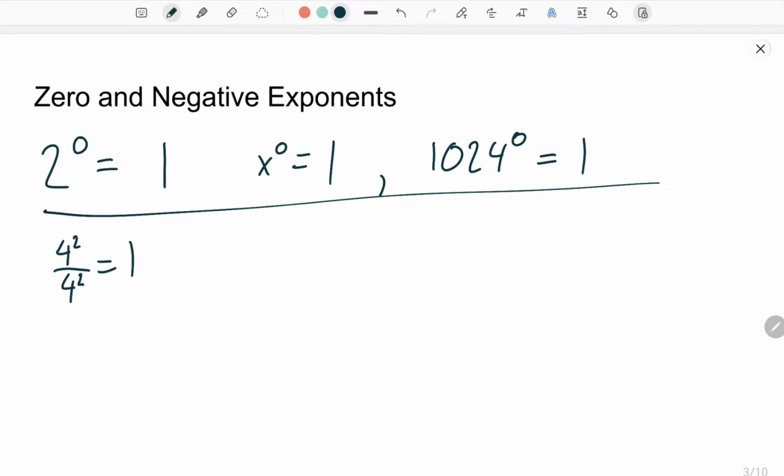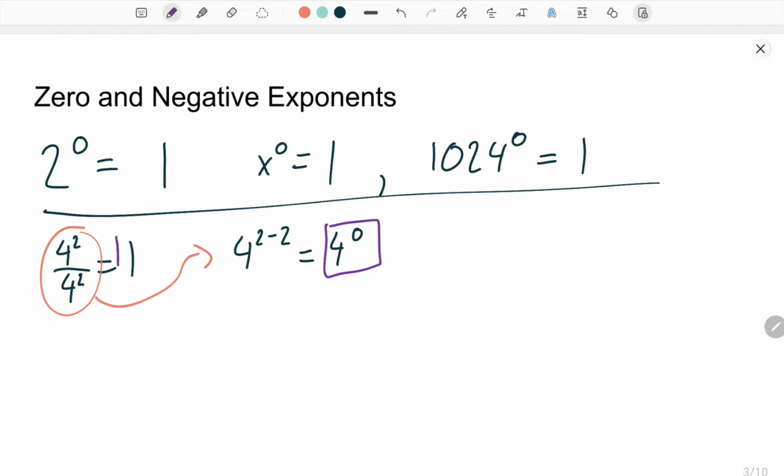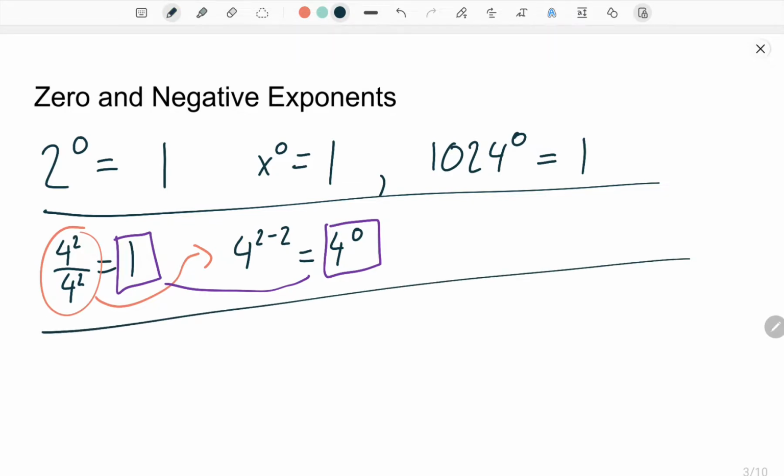But in this particular case, the 4 squared over 4 squared, using our division rule, which tells us that exponents subtract, well, that's the same as 4 to the 0. And if 4 to the 0 is the same as that division part, 4 to the 0 must equal the 1 itself. And that's kind of a quick look at the basis of that particular exponent law.